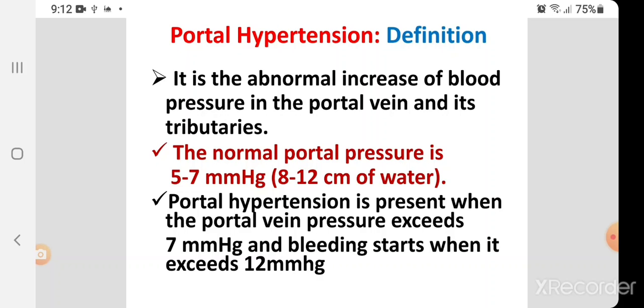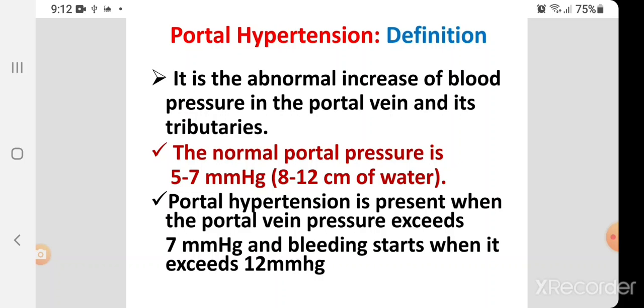The normal portal pressure is 5 to 7 millimeters of mercury. It's about 8 to 12 centimeters of water. This is the normal range, 5 to 7 millimeters of mercury. Portal hypertension is present when the portal vein pressure exceeds 7 millimeters of mercury, which is the upper limit. When the portal vein pressure becomes more than 7 millimeters of mercury, this is portal hypertension, whatever the cause might be. And the bleeding starts when it exceeds 12 millimeters of mercury. The threshold before bleeding is 12 millimeters of mercury.